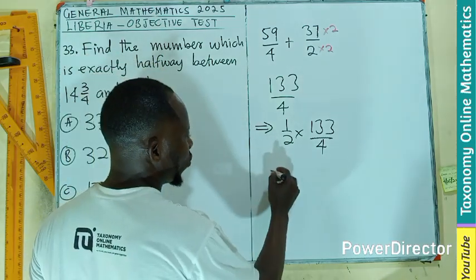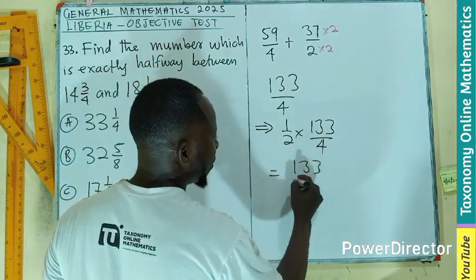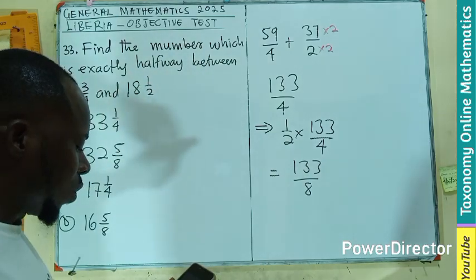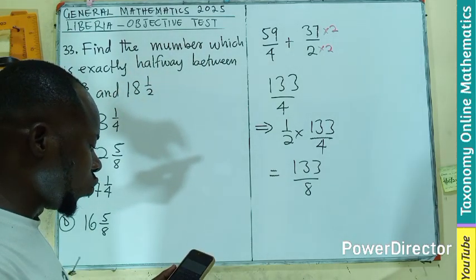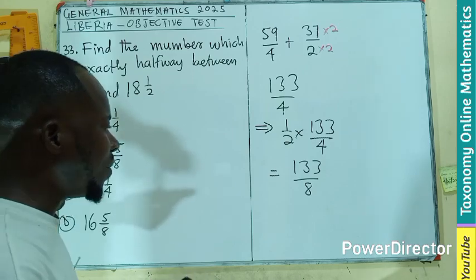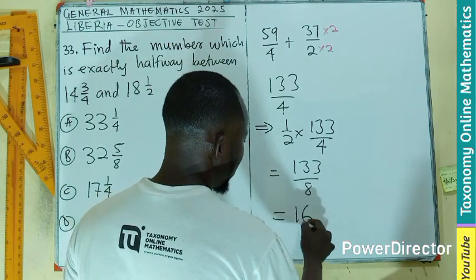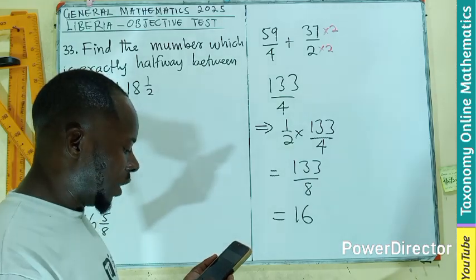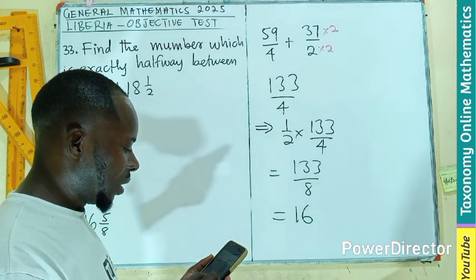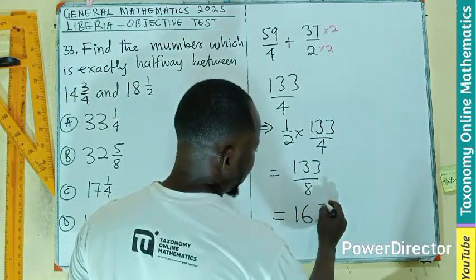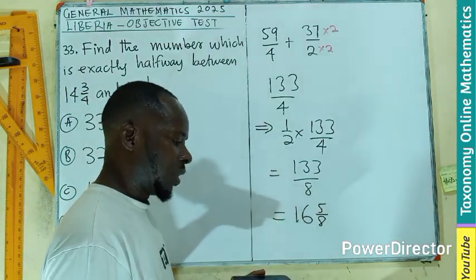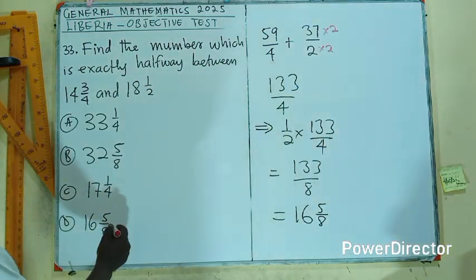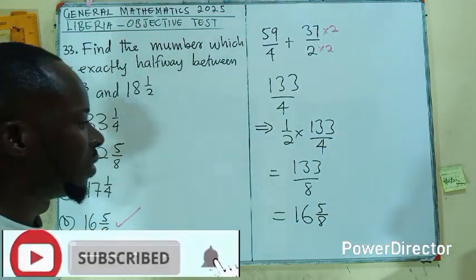And that will automatically give you 1 times that, divided by 2 times 4, 8. Let's see how many times 8 goes into 133. That will be 16 times. Then we have 16 times 8 as 128, minus 133, that will give you 5. So 5 on what? 8. Let's see which option is being portrayed here. That will be the option what? D. Alright. This is also clear.